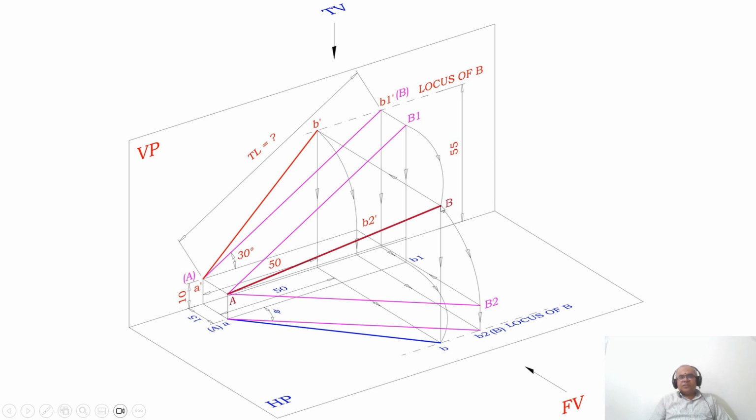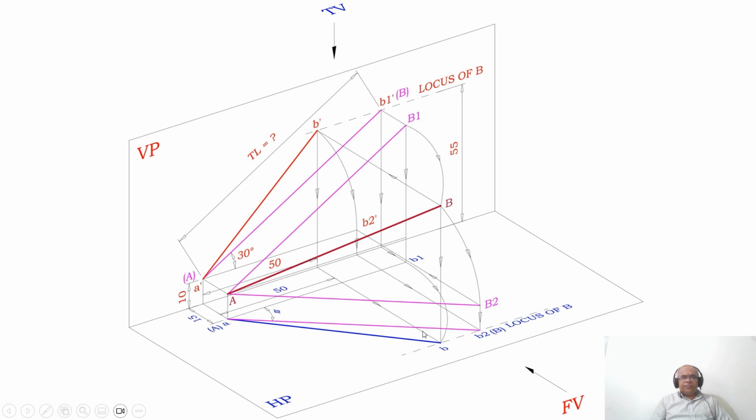While doing so in space, what happens to the image in the vertical plane? With A dash as center and A dash B dash as the radius, we are drawing an arc such that both A dash and B2 dash are above HP by 10 mm. So when it is in space, both capital A and capital B2 are above HP by the same distance, which is 15 mm. Now the line is going to become parallel to HP. Since the line has become parallel to HP, when you look from the top view you are going to see the true length of the line.